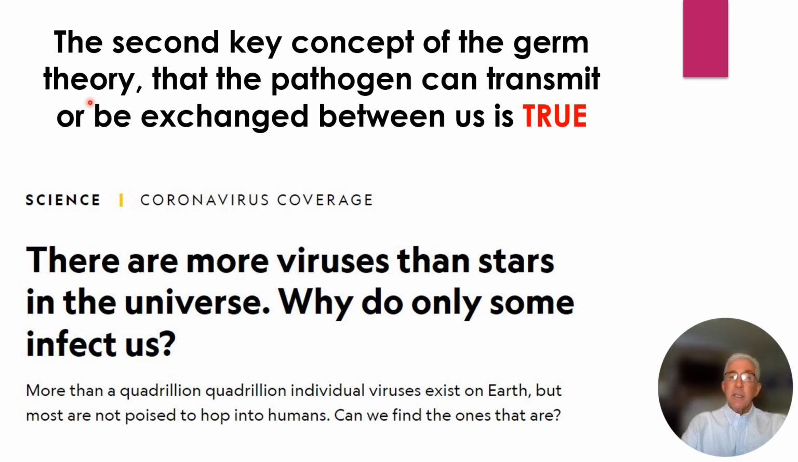Now, the second key concept of the germ theory is that the pathogen can transmit. And we know that is true. The PCR test proved that. Millions of people tested positive for the presence of the virus, but they never got sick. In fact, they could test positive one day, negative the next, and positive again a few days later. And some of these positive tests were false due to excess cycling of the machine, but some were true positives.